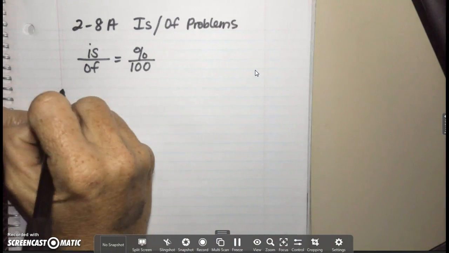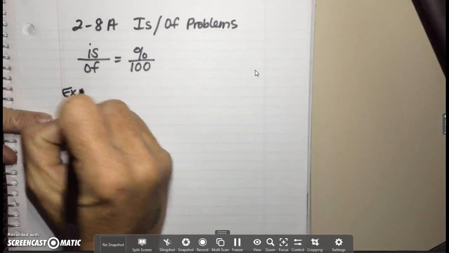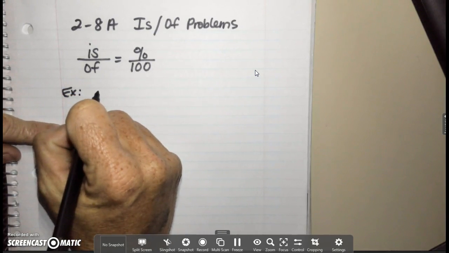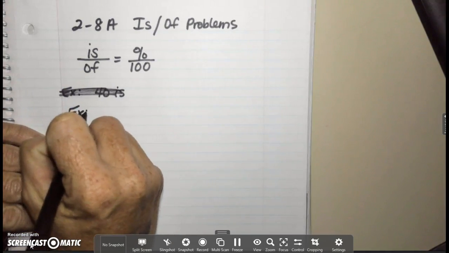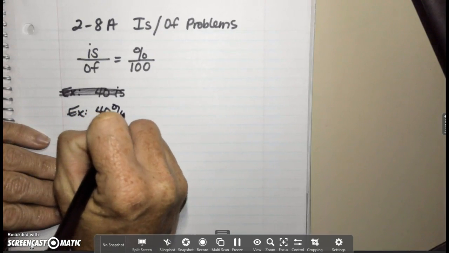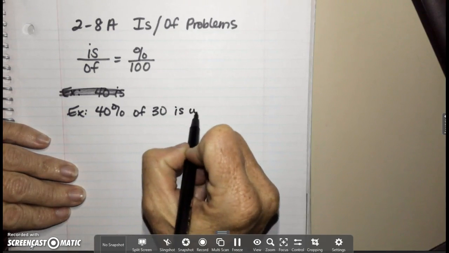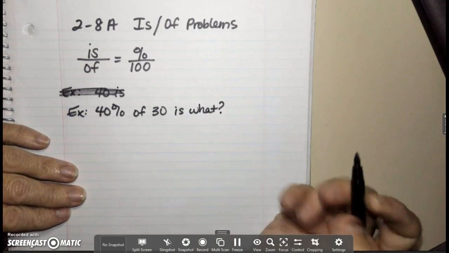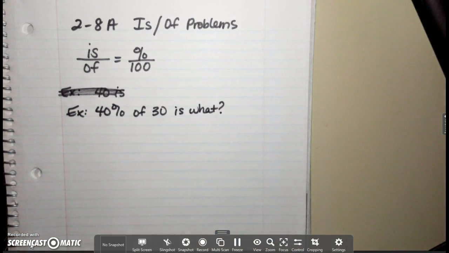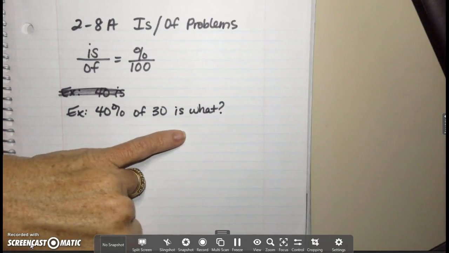So one example would be, 40% of 30 is what? Okay, so in all of these problems you have three things you're looking for. The number that's associated with the is, which is the part of the whole, the of, which is the whole, and the percent. So what you can actually do is split that sentence into three parts.